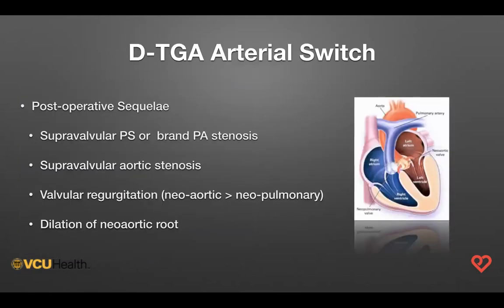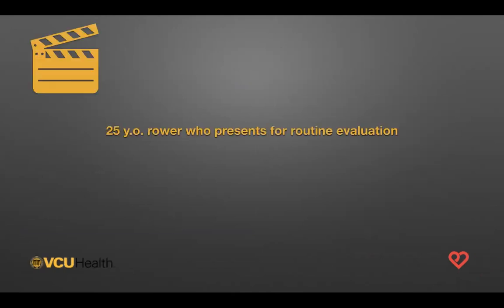So detransposition with arterial switch. You can get supravalvular PS, branch PA stenosis, sorry for the typo, supravalvular aortic stenosis. You can get valvular regurgitation. More often, the neo-aortic valve will regurgitate more than the neopulmonary. And you can get dilatation of the neo-aortic root, as I showed you previously.